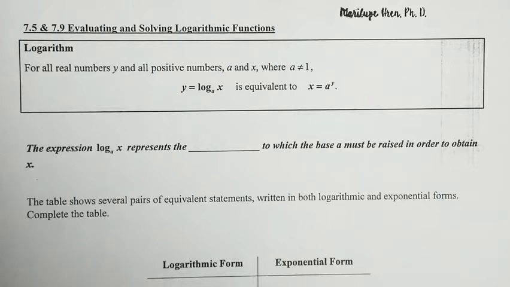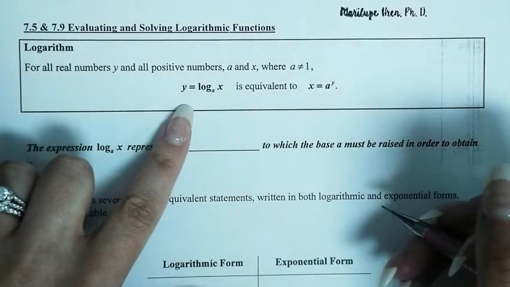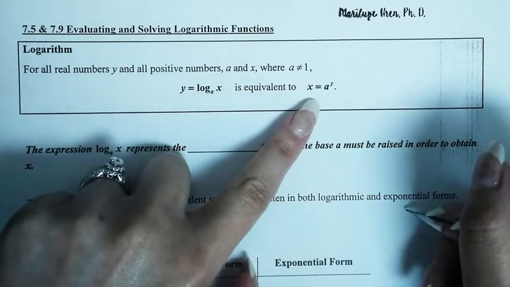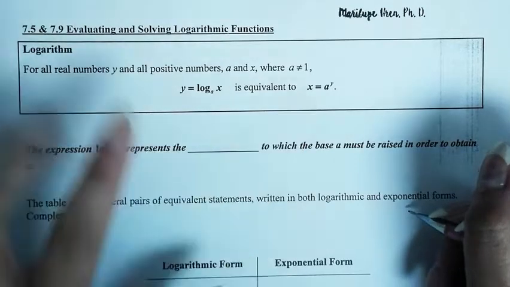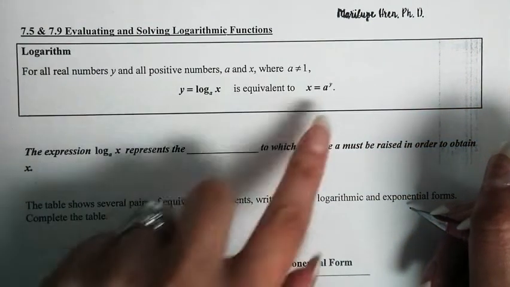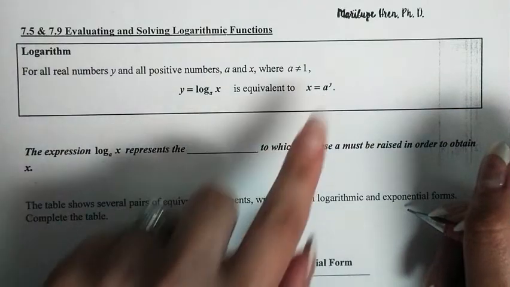For all real numbers y and all positive numbers a and x, where a is different than 1, we have that y is equal to log base a of x, and this is equivalent to the form x equals a to the power of y. We call this the logarithmic form, and this the exponential form. Why do we call it this way? This one has a log and this one has an exponent.